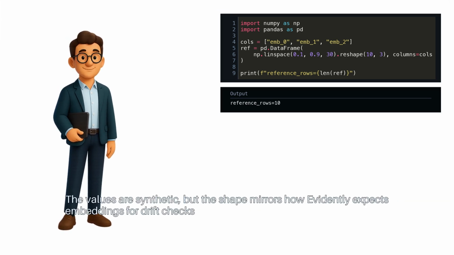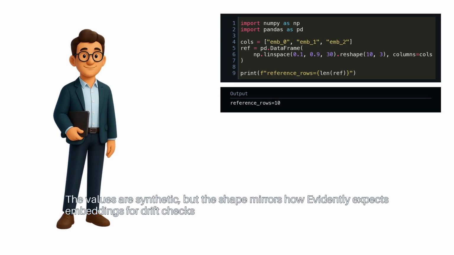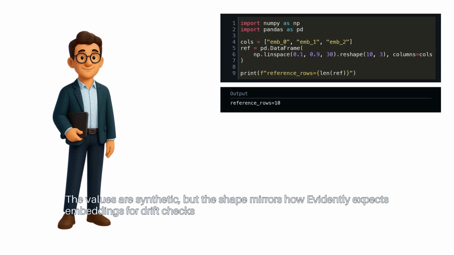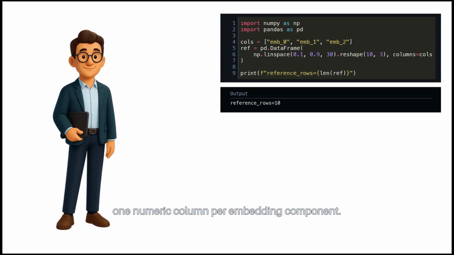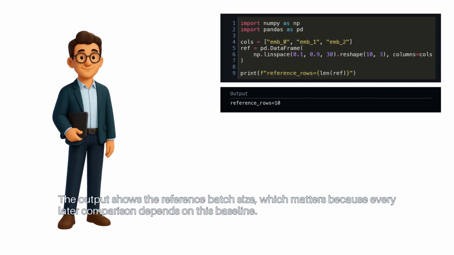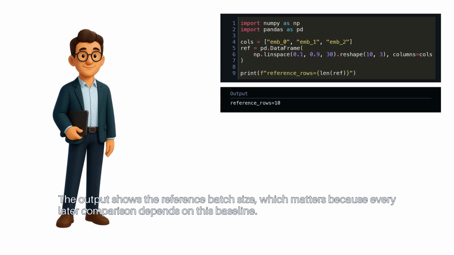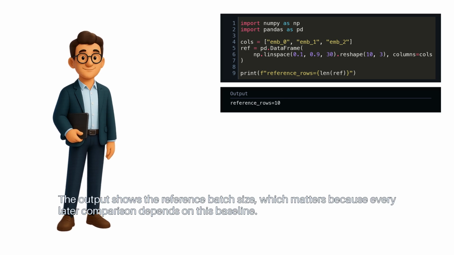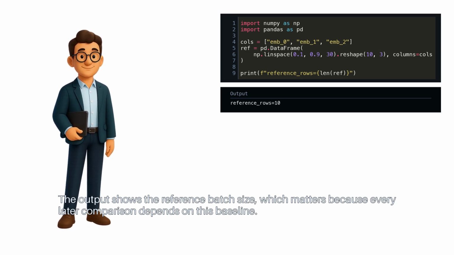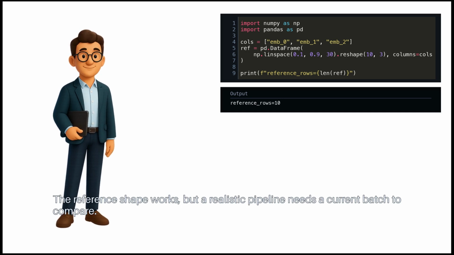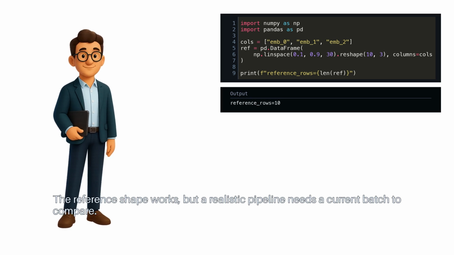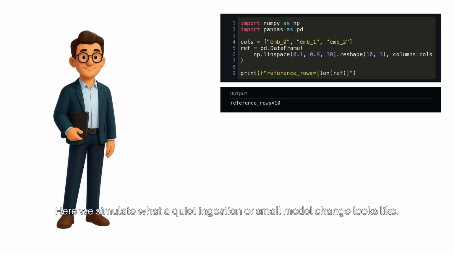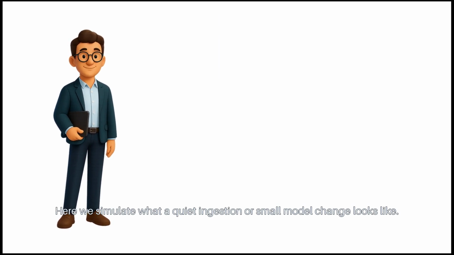The values are synthetic, but the shape mirrors how Evidently expects embeddings for drift checks. One numeric column per embedding component. The output shows the reference batch size, which matters because every later comparison depends on this baseline. The reference shape works, but a realistic pipeline needs a current batch to compare. Here we simulate what a quiet ingestion or small model change looks like.